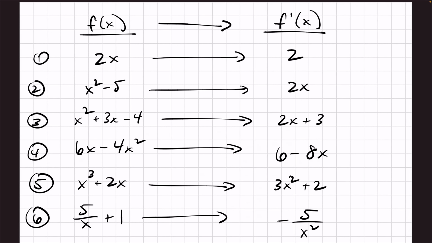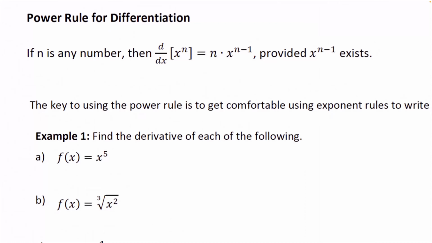If n is any number, so if the power is any number, positive, negative, fraction, doesn't matter, then when you find the derivative, you're going to do this, which we just did. Subtract 1 from the power, multiply by the old power.